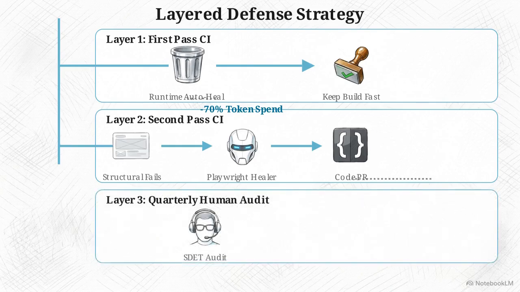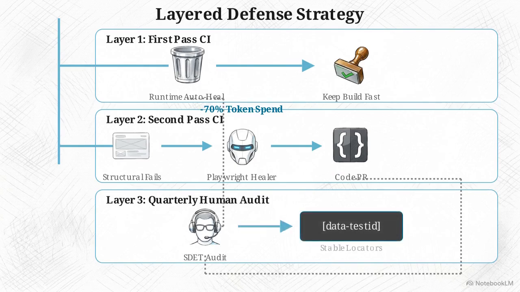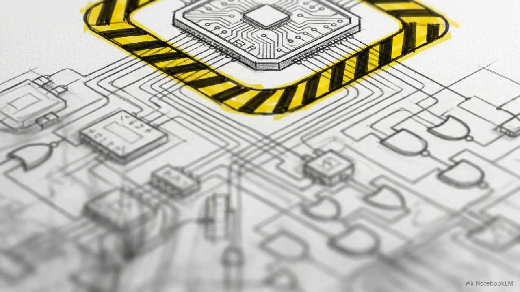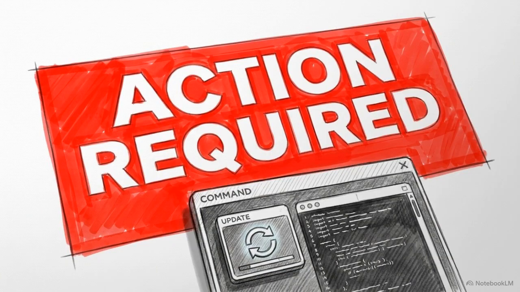Layer 3 is the quarterly human audit. You must take the temporary runtime patches from Layer 1 and manually replace them in your codebase with stable data test ID or semantic locators. This 3-layer pipeline captures the fast execution of runtime patches, uses the healer to definitively block false positive bugs, and slowly permanently hardens your test suite. One final warning on maintenance. The agent definitions generated by Playwright are living configurations, not a one-time set-and-forget file. You must regenerate these definitions using the init agents command every single time you install a Playwright update.